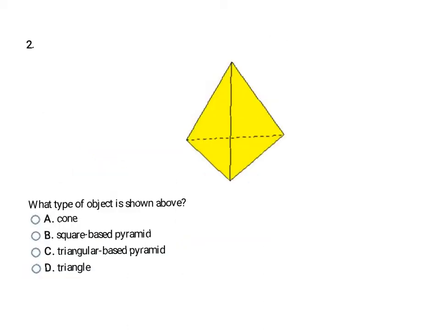And these next set of questions are the ones where if you just know the vocabulary words, then you're going to be successful. So here I have a triangle on the bottom and a bunch of triangles coming up to a point, 3 actually. So this is going to be a pyramid, and it has a triangle as a base, so it's going to be a triangular based pyramid. So C is going to be my answer.